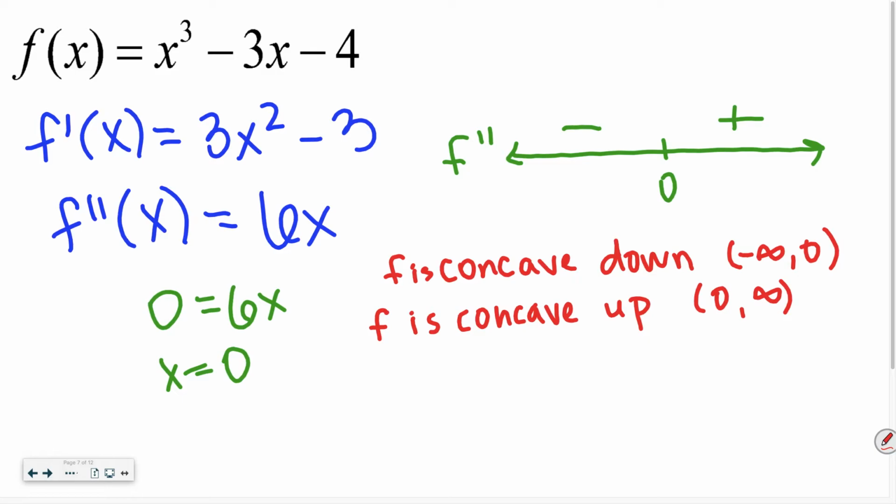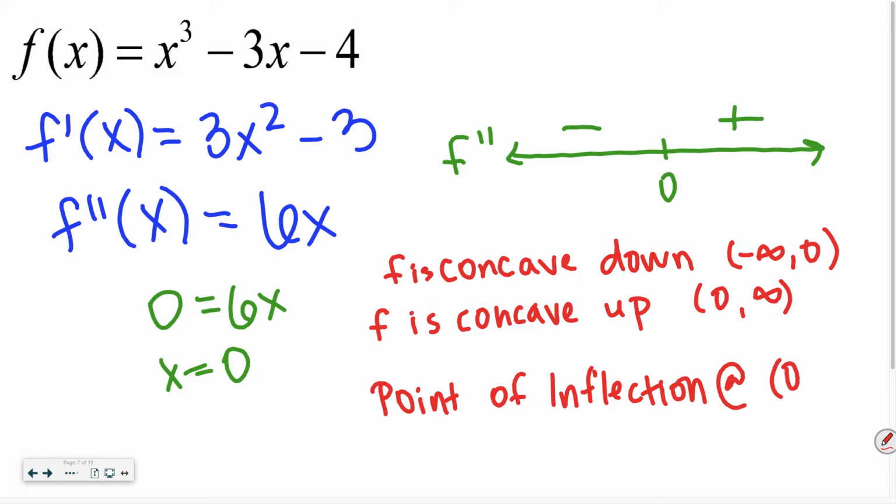And does our concavity change? It does. So we can say that we have a point of inflection at x equals 0. And when x equals 0, we can come all the way back to our original function. When x equals 0, our y value is negative 4.